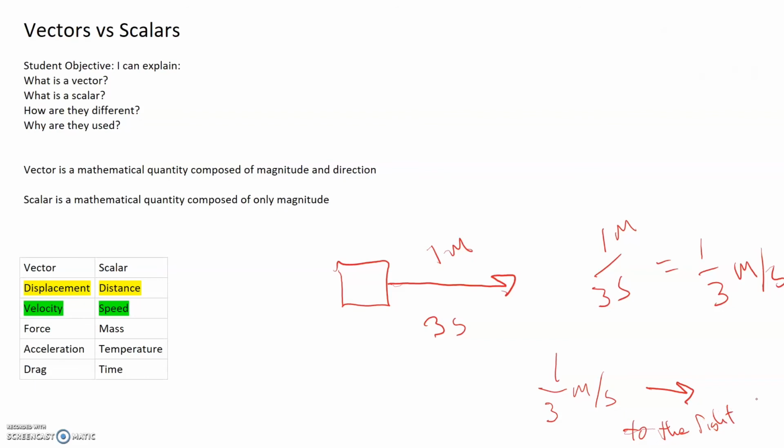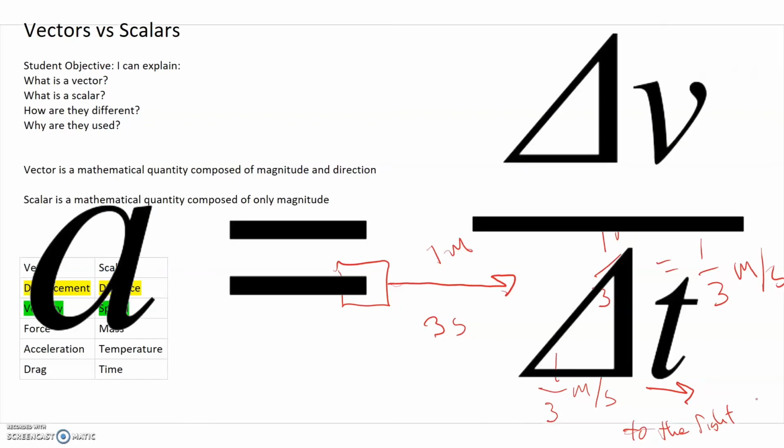As long as you indicate the direction, as long as you include the direction and the magnitude, you are giving a vector quantity. Okay? In this case, we have displacement, we have velocity, and I'm not going to go into acceleration in this particular video, but you get the idea.